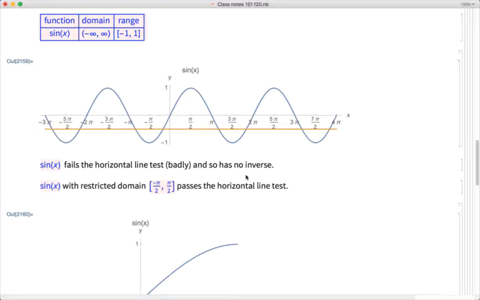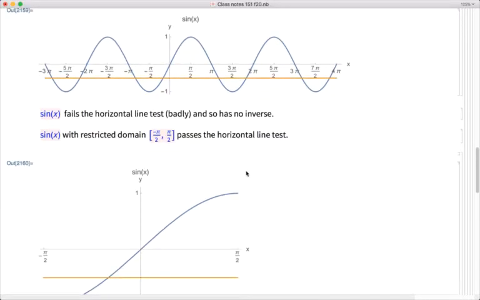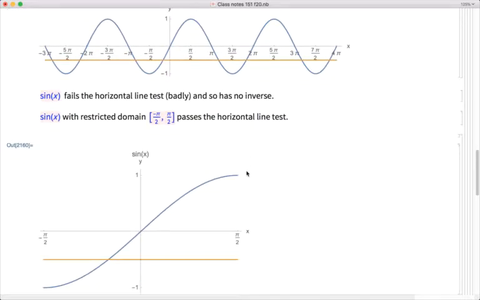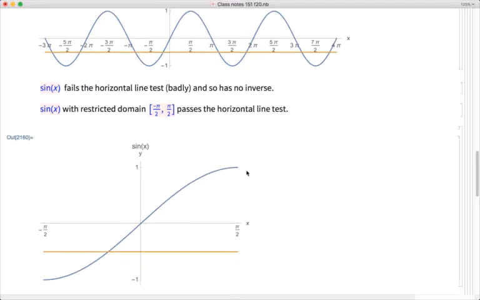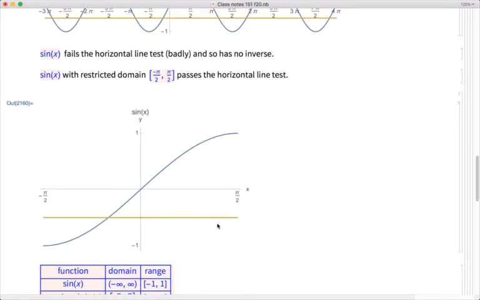So what we do instead of looking at sine x, we look at sine x with a restricted domain. So we're only going to look at the portion of sine x that runs from minus pi over 2 to pi over 2. And the reason we choose this particular interval is because the sine function goes through all of its possible outputs, that is from minus 1 to 1, in this interval of x. Okay, and then again the yellow line shows us that on this restricted domain, the sine function does pass the horizontal line test and therefore will have an inverse.